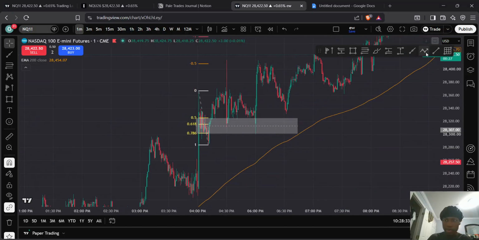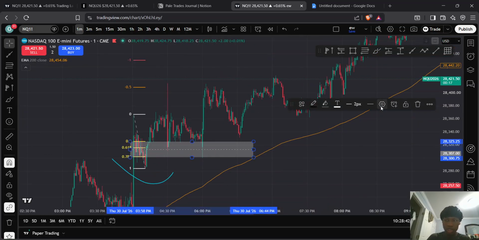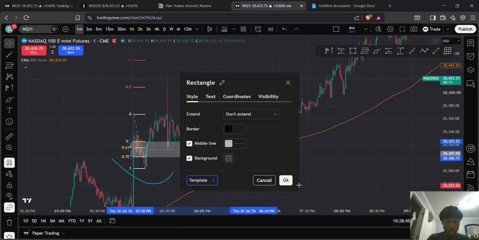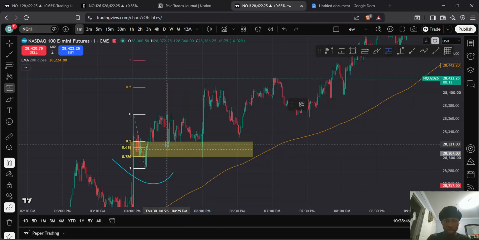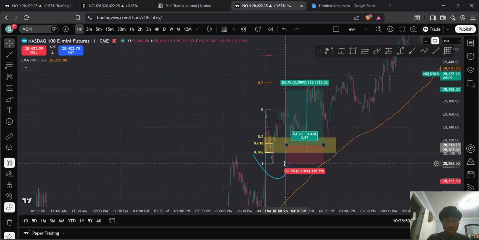All right, so let's say we got on, we wanted to see, okay, this is our manipulation leg. We believe this is a protected low right here, that this low is going to stay intact and nothing's going to run through it, right? So once we have that, this right here would be the best possible areas for us to enter. That's what OTE is, optimal trade entry.